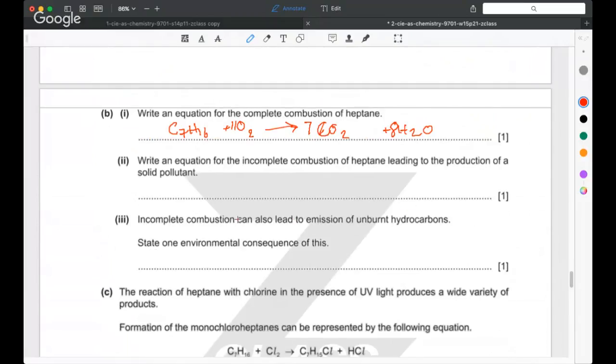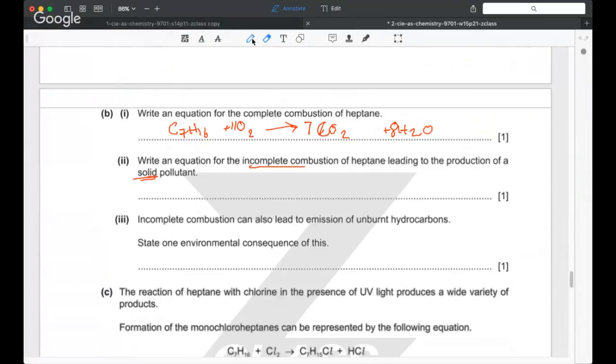Write an equation for the incomplete combustion of heptane leading to the production of a solid pollutant. Now, when you're talking about incomplete combustion, you naturally think of not making carbon dioxide, but making carbon monoxide. That's often what you think about with incomplete combustion. But carbon monoxide is a gas. And they're saying this incomplete combustion goes to a solid pollutant. So it can't be carbon monoxide. Well, what's the other possibility?